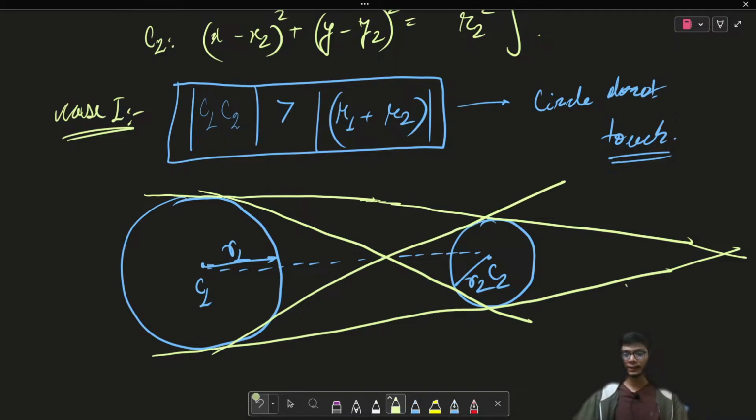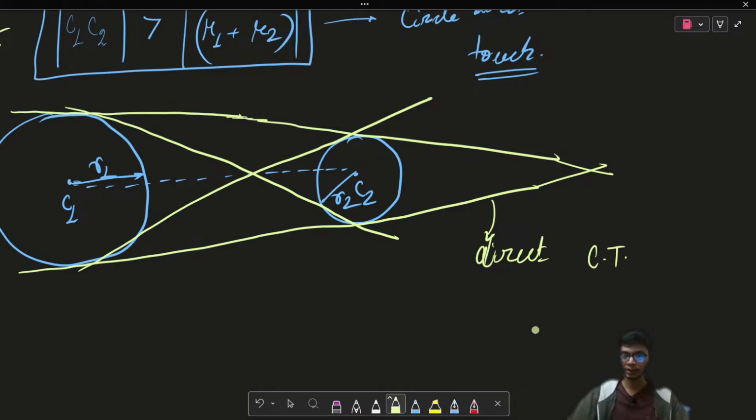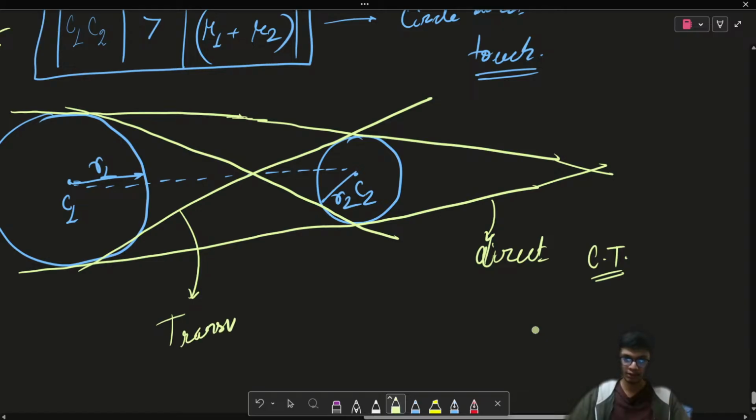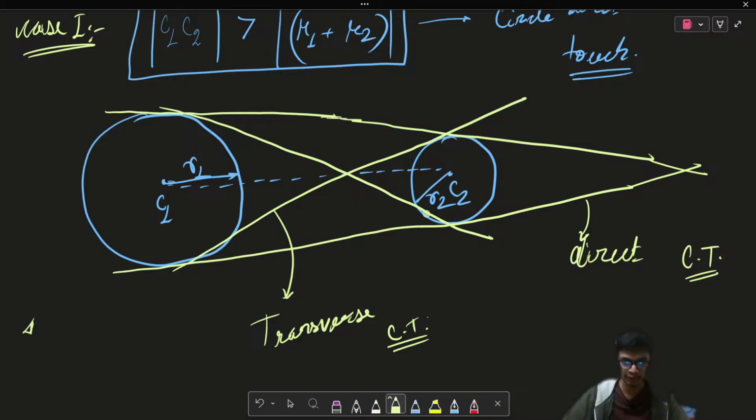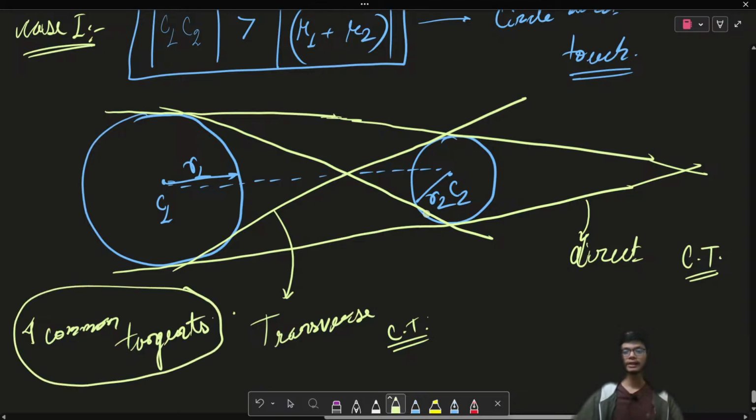The tangents drawn in this manner are called direct common tangents. I am writing C.T. for common tangent, and the tangents which go transverse are called transverse common tangents. These are the two different types of tangents we will have. So in total we will have four common tangents. When the circles are not intersecting each other, we have four common tangents, two direct common tangents and two transverse common tangents.